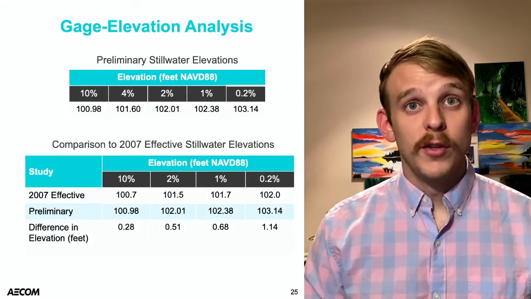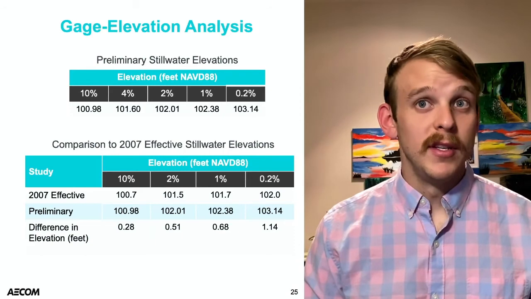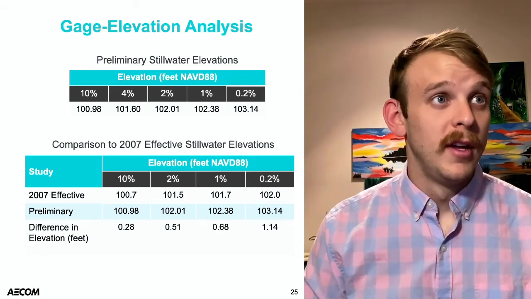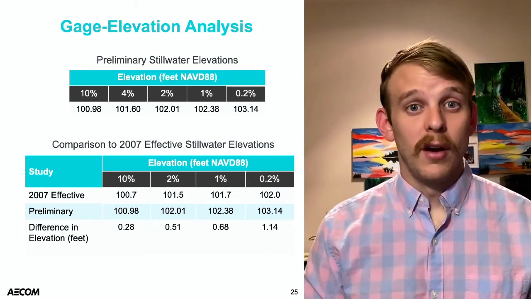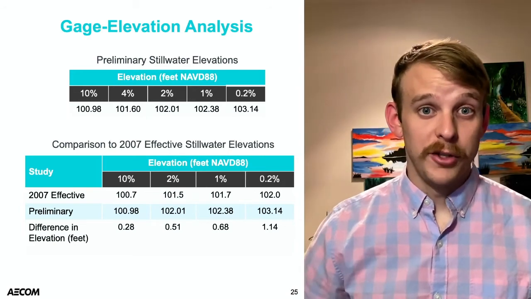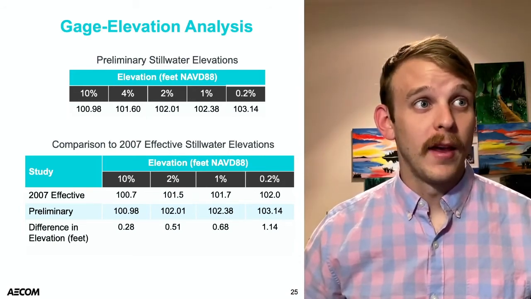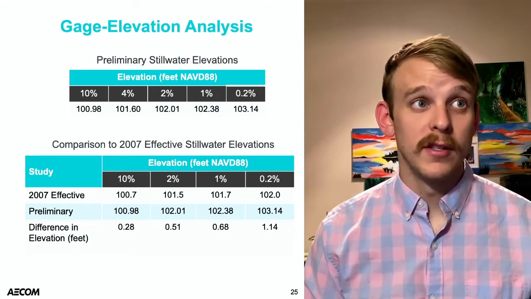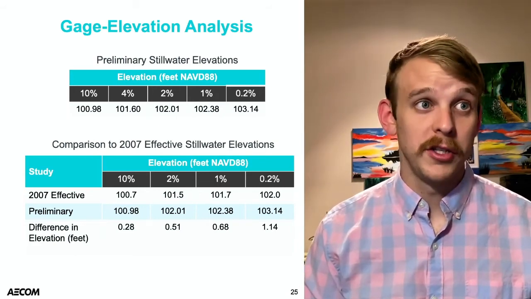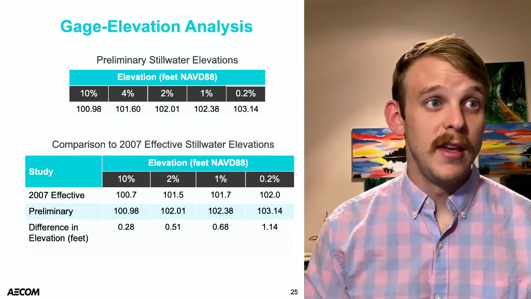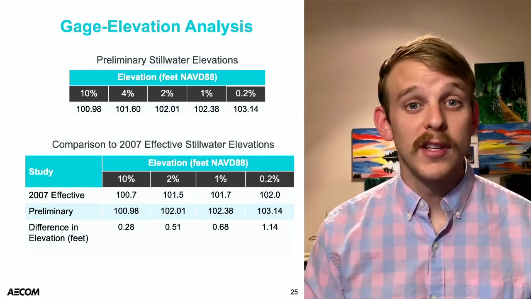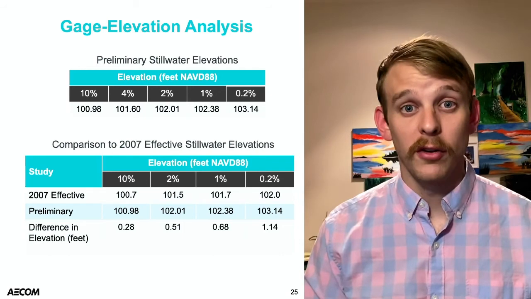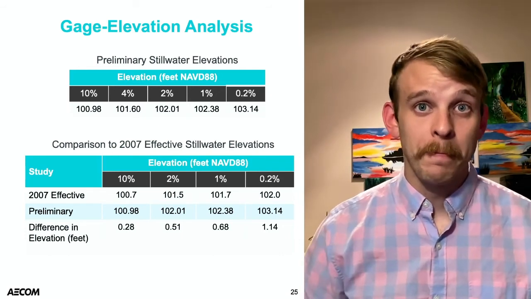So our resulting stillwater elevations can be seen in the table figure above, the 1% being 102.38 feet. I should note that below is a comparison with the results from the 2007 effective stillwater elevations. And you can see that there is a 0.68 feet elevation increase between studies.